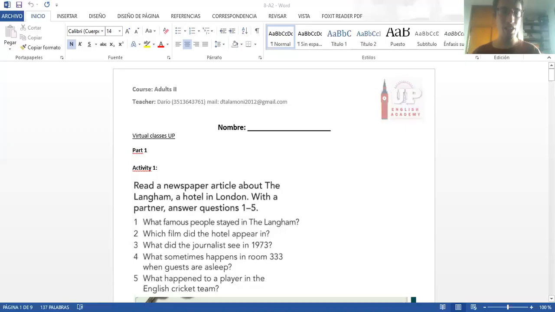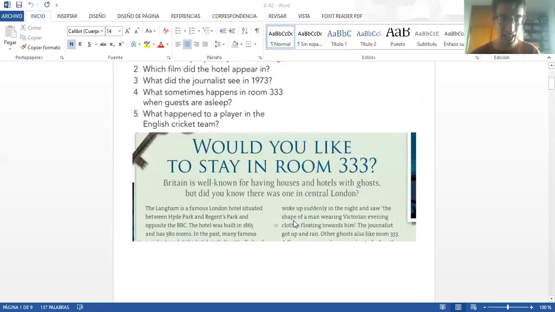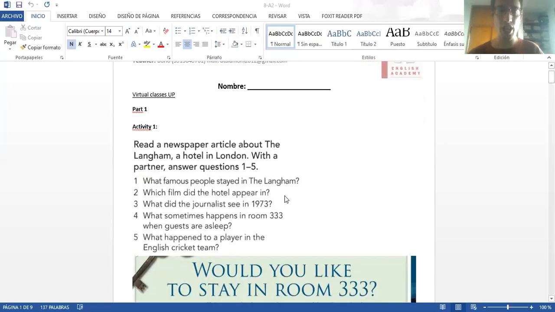Let me show you the screen, okay? The activities that you have in class, in virtual class 8. As you always know, it is divided into two parts, part 1 and part 2. You have a total of 10 activities. Activity 1 says, read a newspaper article about Langham, a hotel in London, and answer the questions 1 to 5. Okay, so this is a reading comprehension activity.